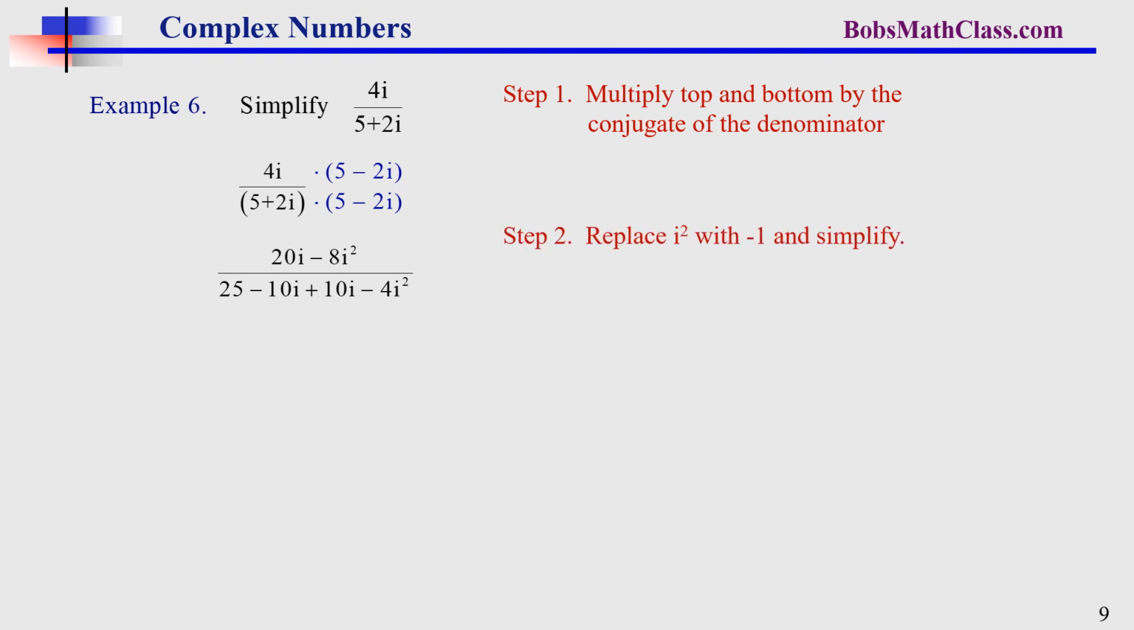Now, we're going to replace any i squared with negative 1, and then simplify as much as possible. So when we simplify, what happens with the 10i's? Yeah, they cancel. And then replace the i squared with negative 1. So that gives us 20i minus 8 times negative 1 on top, and 25 minus 4 times negative 1 on the bottom.